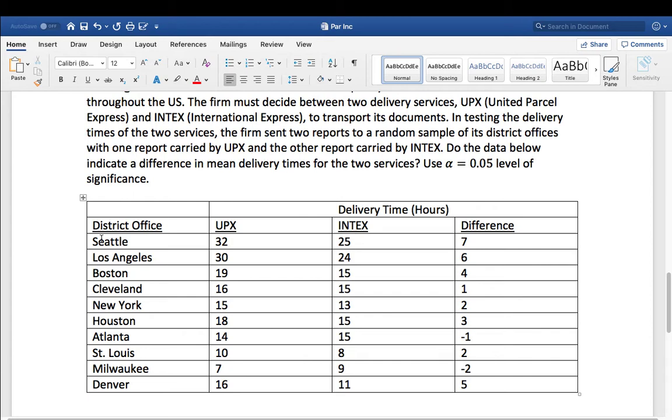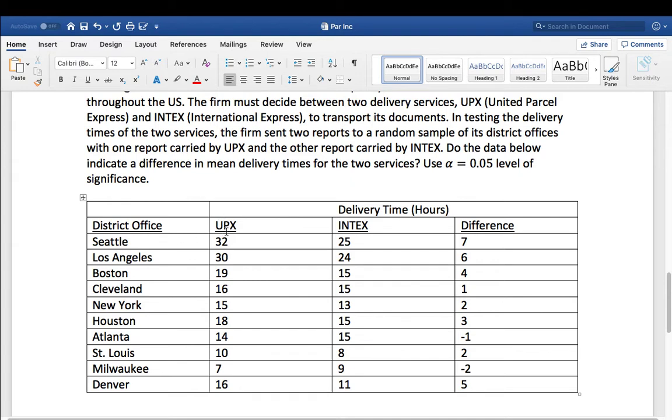Chicago. So it would be unfair to try and compare UPX and Intex by giving one company, say Intex, a parcel to deliver to Milwaukee, which is close by, so it's not going to take that long, and comparing that to the other company, giving them a parcel to take to Seattle, which is a lot further. It'd be very unfair to do that. So the best way to actually see if the firms have the same delivery time or different delivery times on average is to actually match pairs.